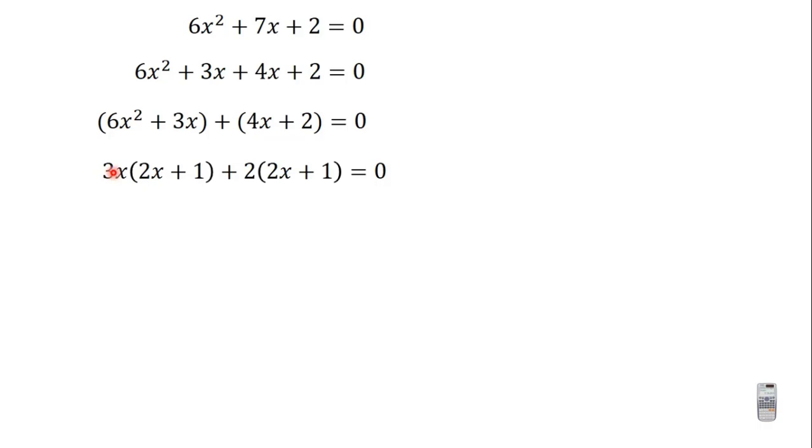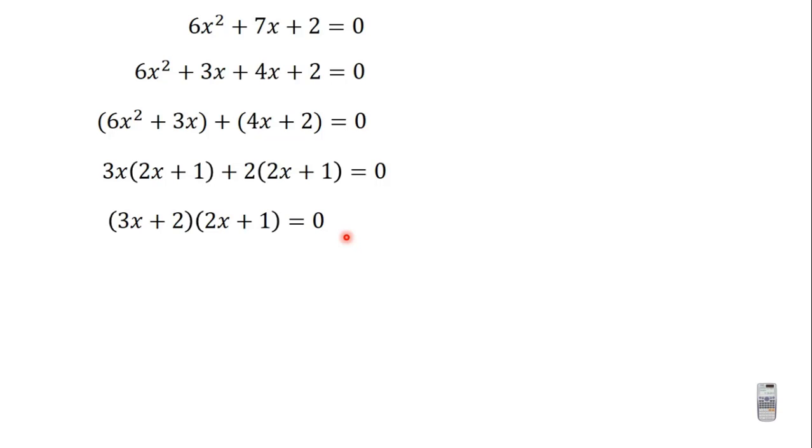Here we will factorize 3x out, giving us 3x into brackets 2x plus 1. You close the bracket, plus here you factorize 2 out, so 2 into bracket 2x plus 1 is equal to 0. We have 2x plus 1 here, 2x plus 1 here, so you write one of them, then you write 3x plus 2 in the other bracket. So we have 3x plus 2 in one bracket, 2x plus 1 in the other bracket is equal to 0.